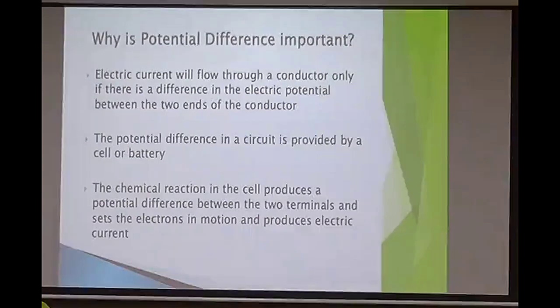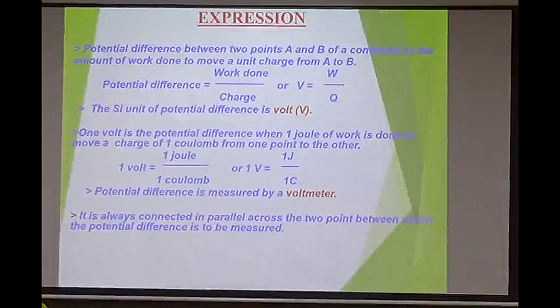So with this we have an expression for potential difference. Now let us revisit it again. Potential difference between two points A and B of a conductor is the amount of work done to move a unit charge from A to B. So potential difference will be work done upon charge. Capital V is equal to capital W upon Q. And the SI unit is named in honor of a scientist and it is called the volt.